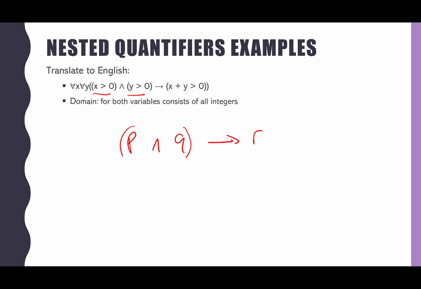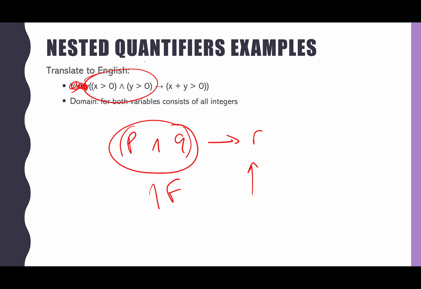So, ignoring this, I'm simply saying that this is the P and Q here. I'm saying if this, therefore this. Well, what is the if? If x is greater than 0 and y is greater than 0. Therefore, this. Right? Okay.